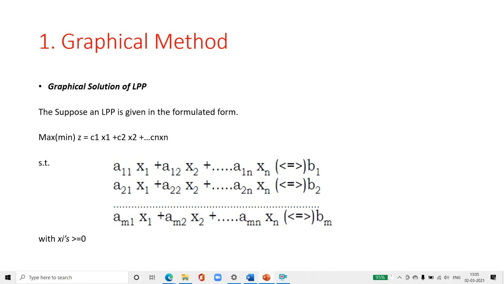Next is the graphical solution of an LPP problem. Suppose a linear programming problem is given in the formulated form: maximize or minimize z equal to c1x1 plus c2x2 and so on, subject to a11x1 plus a12x2 and so on, with all the x's greater than or equal to 0.